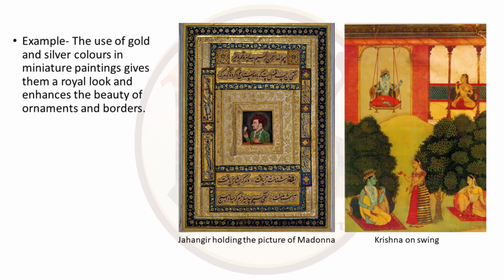To understand Lavanya Yojana, we can take this example of miniature painting called Jahangir holding the picture of Madonna. Here you can see calligraphy, use of golden colors, flowers and foliage, and multiple borders done around the portrait. But still it looks organized because the artist has limited the use of colors, otherwise it would have looked very chaotic. So the essence is harmony.